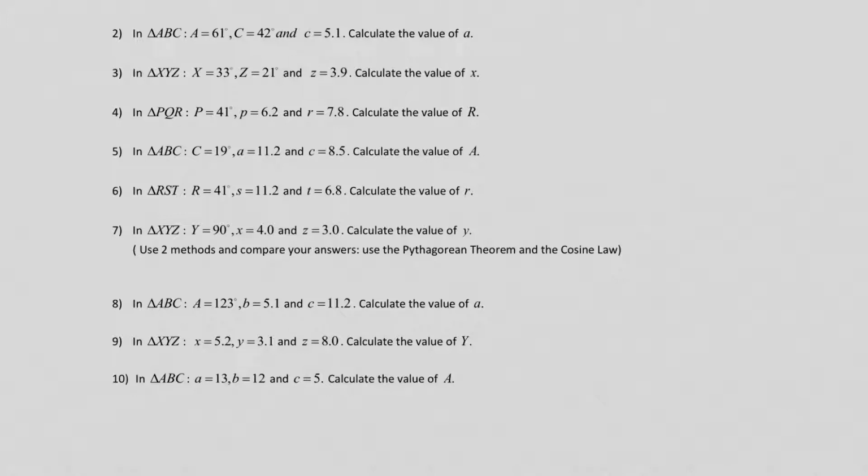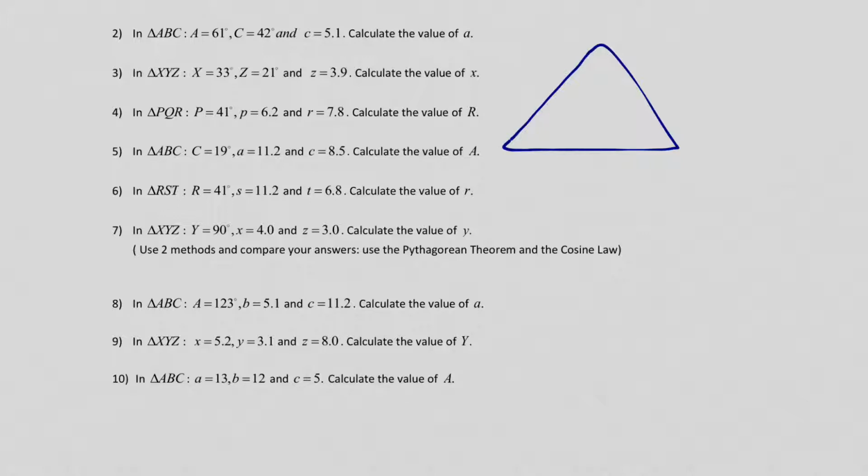I'll start with the setup for a question like number 2, where we have in triangle ABC, angle A is 61 degrees, angle C is 42 degrees. Just one quick note, we know that this is not a 90 degree triangle because the two of those add up to more than 90 degrees, 103 degrees, and it's not possible in flat triangles to have more than 180 degrees.